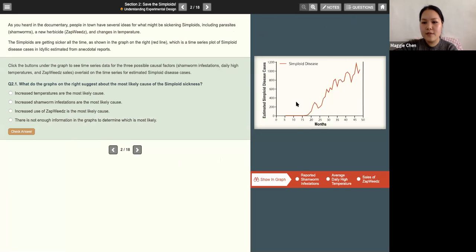And there are some graphs that you can adjust. So right now on this graph, we see symploid disease. We can look and track the different trends to maybe see, is it because of sham worm infestations? Is it because of these parasites? As they're increasing, we can see that it could probably be this. Is it because of increasing temperatures or zap weeds, which is the herbicides that's being applied to the grass? We're just looking at these different trends and we can start to get an idea of what we think is the issue.